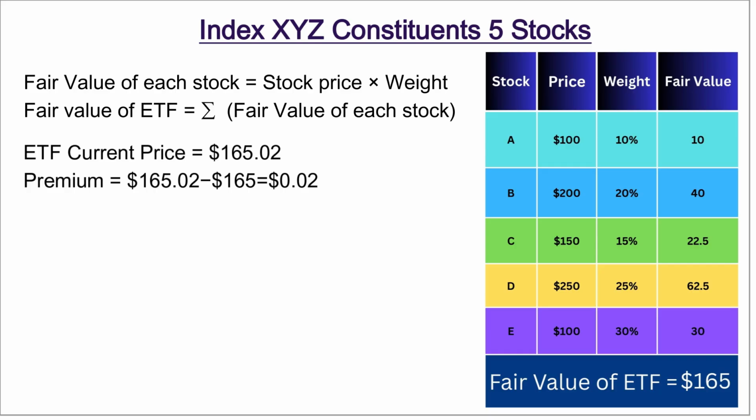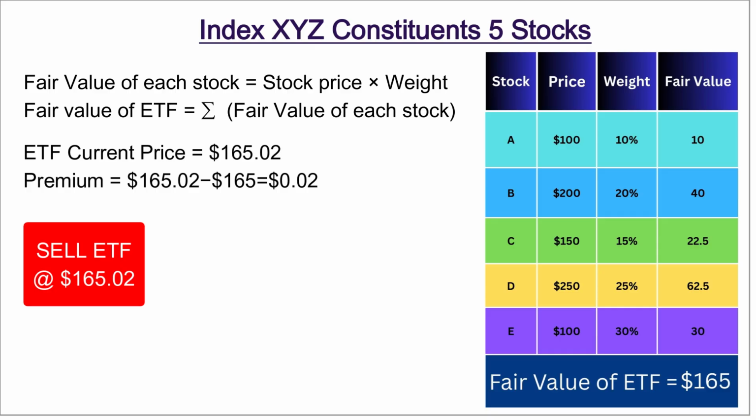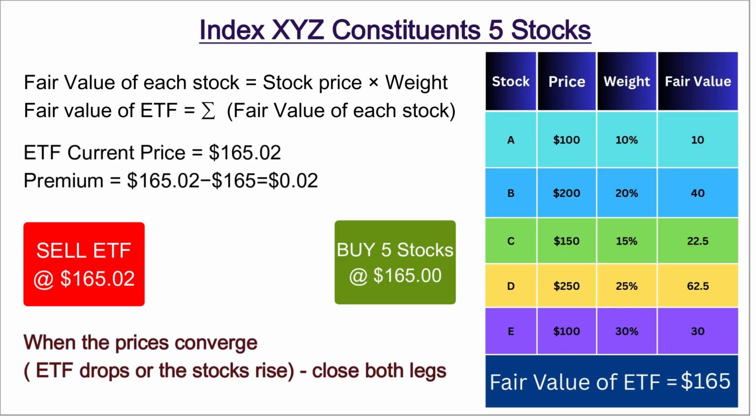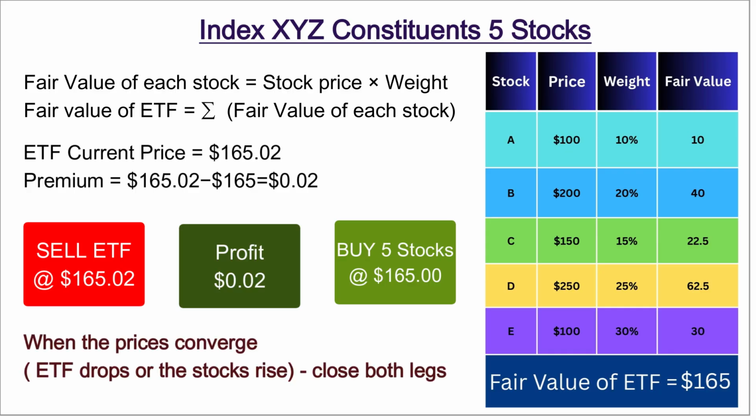So what the trader will do is simply sell the ETF at $165.02 and buy all the 5 stocks at their proportionate weight at the same time. When the prices align moments later, they unwind both legs and make a profit of 0.02. Now this is for one quantity of ETF. Imagine if they trade thousands and thousands of ETFs, then you can imagine how much profit they can make here.